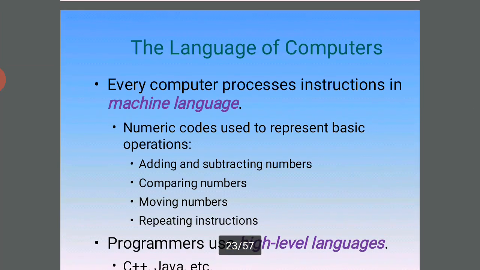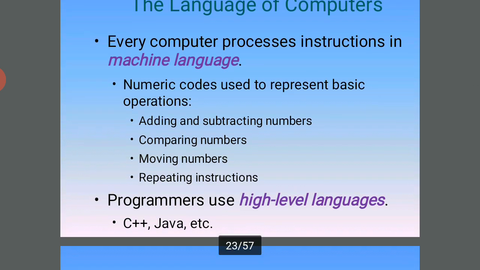And the language of computers: every computer processes instructions in machine language, and the numeric codes are used to represent basic operations, such as adding and subtracting numbers, comparing numbers, moving numbers and repeating instructions. The programmers use the high level languages.